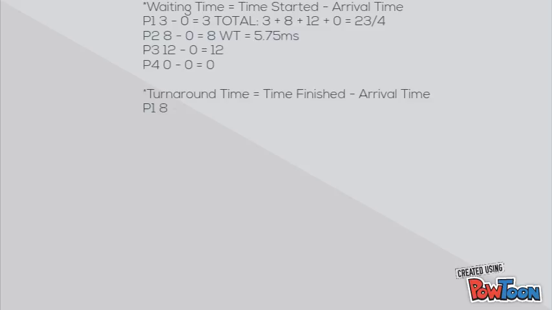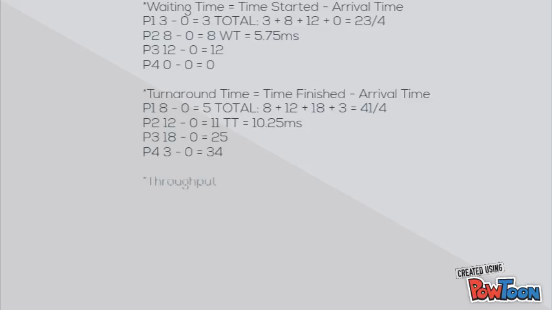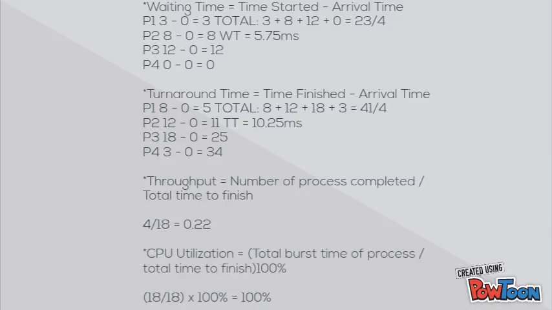Here's the solution we will get using the formulas of waiting time, response time, turnaround time, throughput, and CPU utilization. Please look to your heart's content.